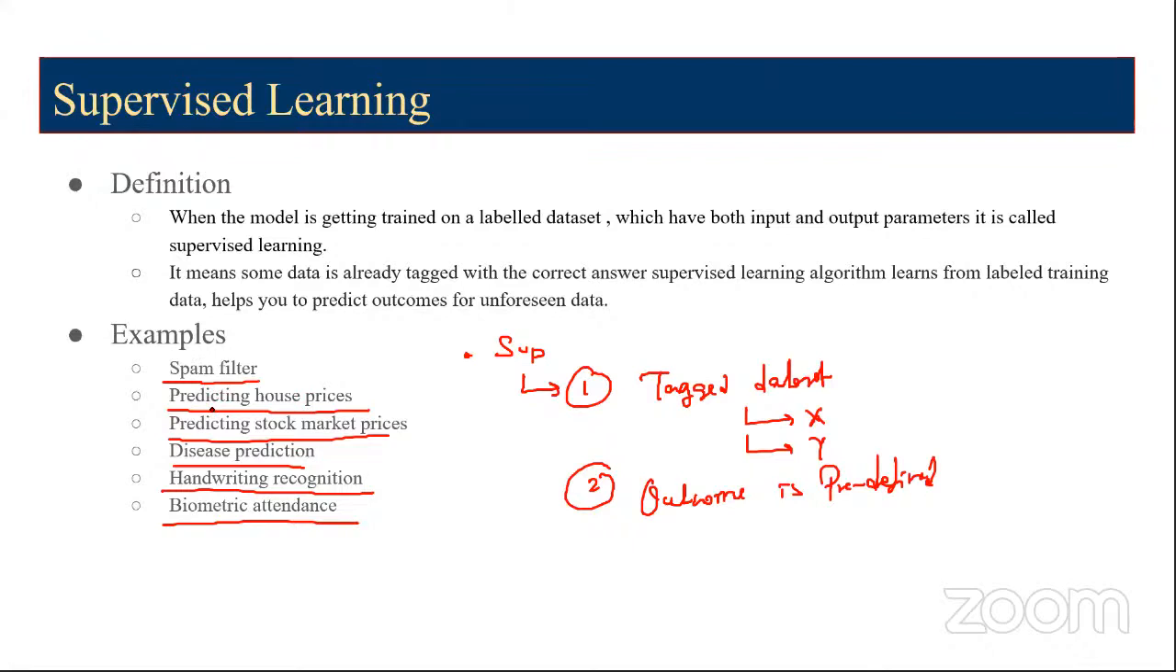Examples where we know that the outcome is well defined. In a spam filter, we know the outcome is going to be spam or ham. Predicting house prices, high or low. Predicting house prices, like what exactly is the price. Predicting stock market price, high or low, means you're trying to predict whether tomorrow the stock price is going to be high or low or something like that. In case of disease prediction, suffering from diabetes or not suffering from diabetes, these can be the labels.